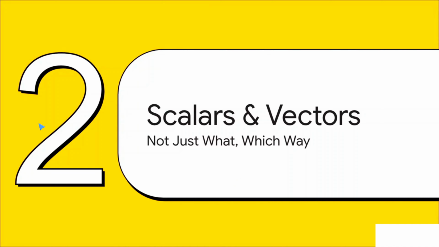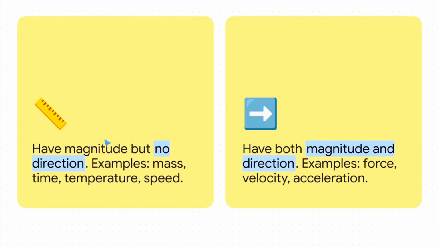Okay, so we know what a physical quantity is, but it turns out they kind of belong to two different tribes, and the difference between them is absolutely crucial. It all comes down to direction. On one side, you've got scalars. These guys are simple. They just have a size, a magnitude. Think about mass, or time, or temperature. None of them have a direction.